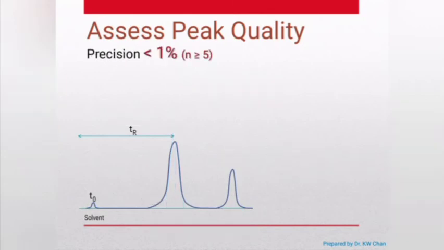Finally, we reach the last parameter, precision. To assess precision, we must have at least 5 readings, and the calculated value should be less than 1%. It can be done using this formula.